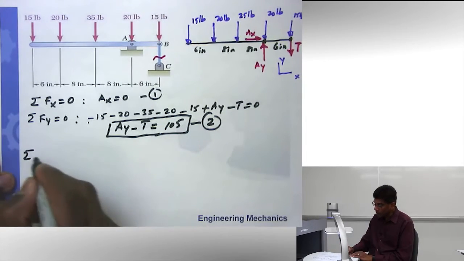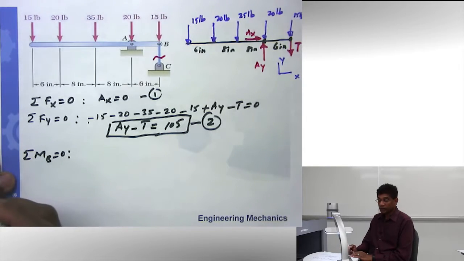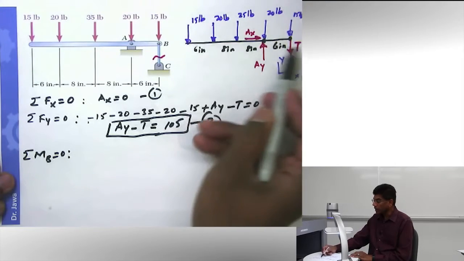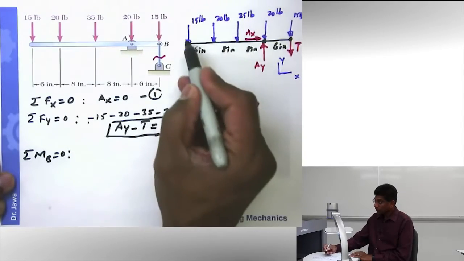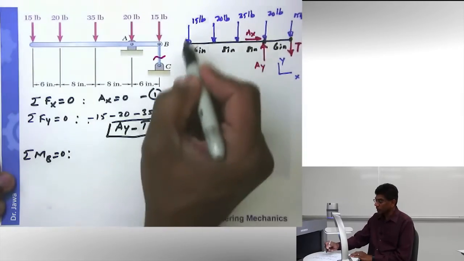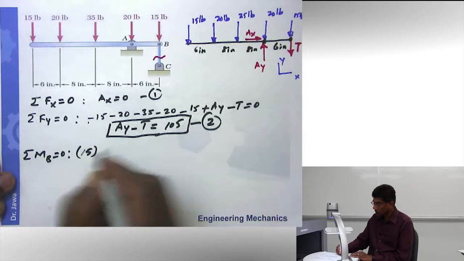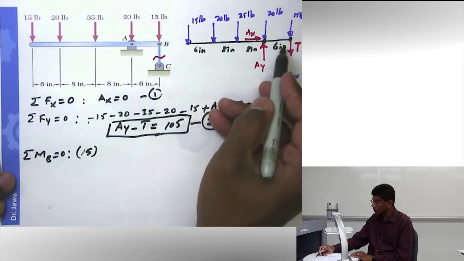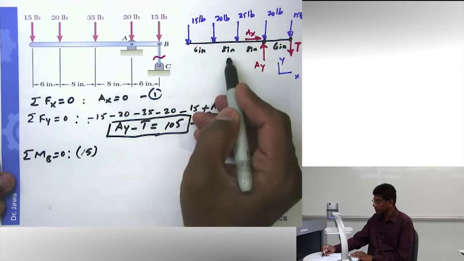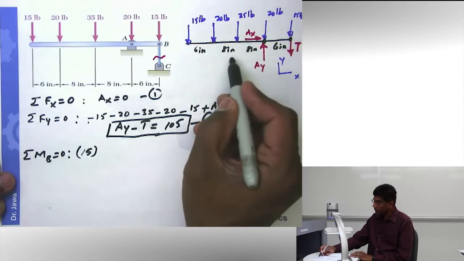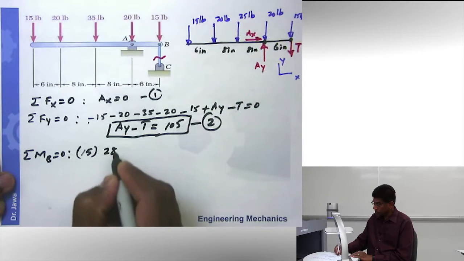So let's take moment about point B should be equal to 0. And if I did that, I'm going to start in one end and keep going, so I'm not going to miss any forces in the process. So 15-pound force gives you a counterclockwise moment. As you can see, it is going to go counterclockwise. So it is 15 pounds times this distance. From here all the way, that will be this distance, 6 plus 8 plus 8 plus 6. That would be 8, 8, 16, 28 inches.